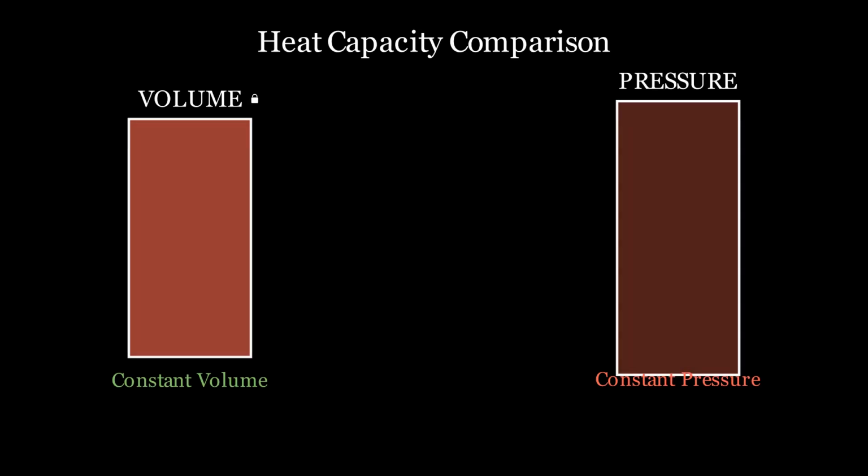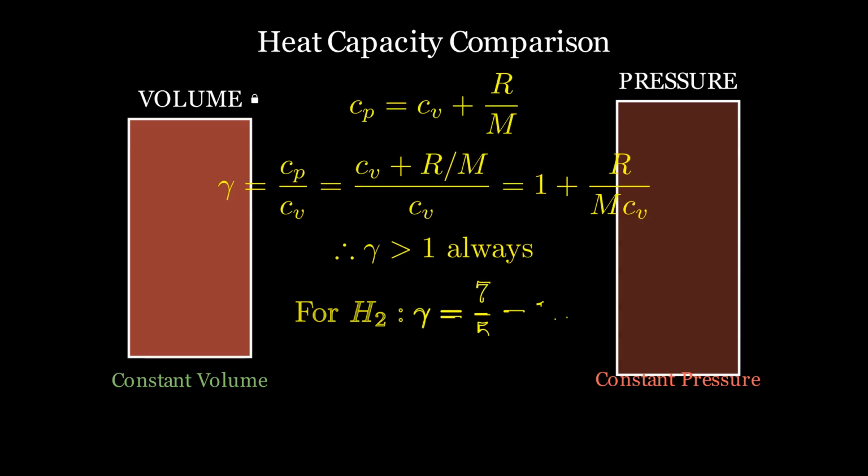The constant volume process reaches a higher temperature since all heat goes into internal energy, while the constant pressure process reaches a lower temperature as some energy is used for expansion work. Let's understand why gamma, the ratio of specific heats, is always greater than 1. Since Cp equals Cv plus the gas constant R over mass, Cp is always larger than Cv. For our diatomic hydrogen gas, gamma equals 7/5 or 1.4, which represents the additional energy needed for expansion work at constant pressure. This fundamental property, gamma greater than 1, is crucial for many thermodynamic processes, including the efficiency of heat engines and the behavior of shock waves.